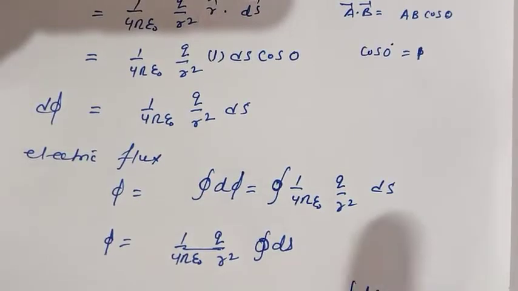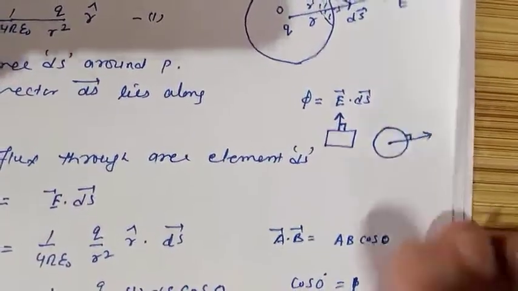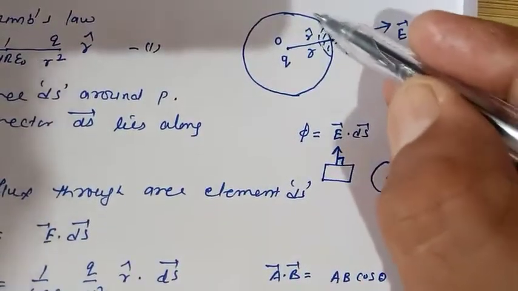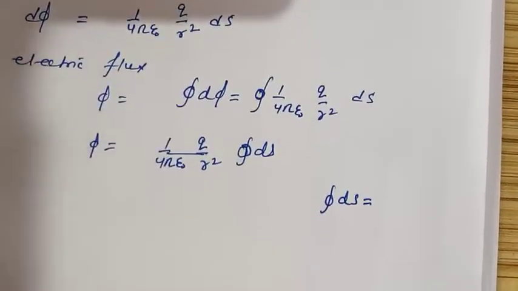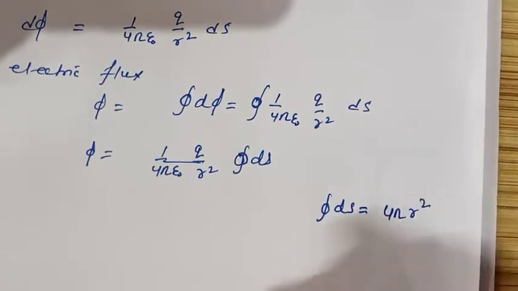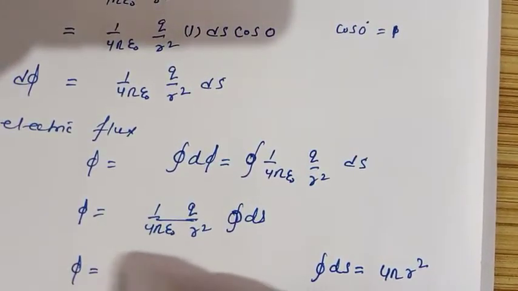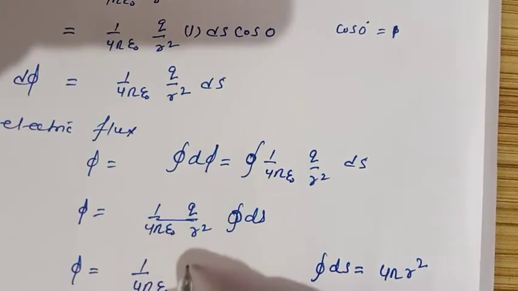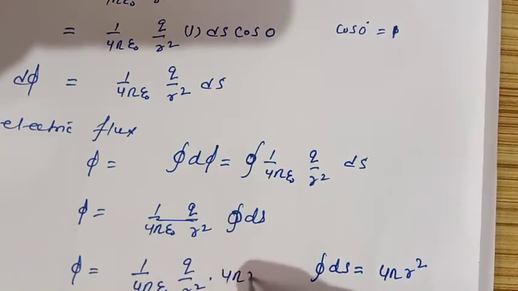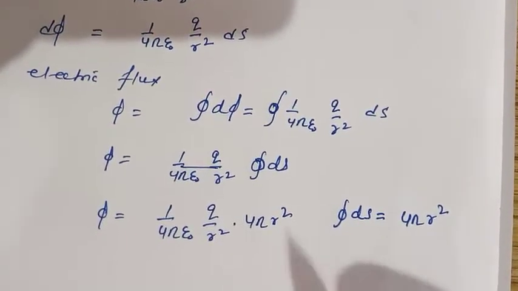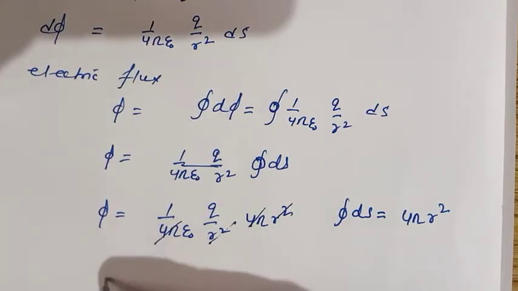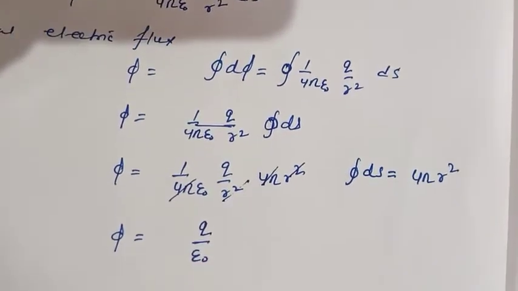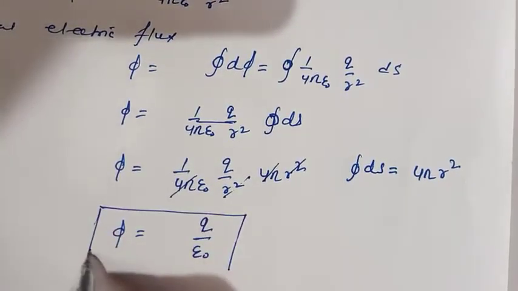So what is the integration of ds? You have small area ds, so after integrating you will get the total area of this sphere. What is the total area of a sphere? 4 pi r square. So put the value here: phi is equal to 1 upon 4 pi epsilon 0, q upon r square, times 4 pi r square. Now cancel the terms: 4 pi cancels out, r square cancels out. So phi is equal to q upon epsilon 0. Hence it proves Gauss theorem.